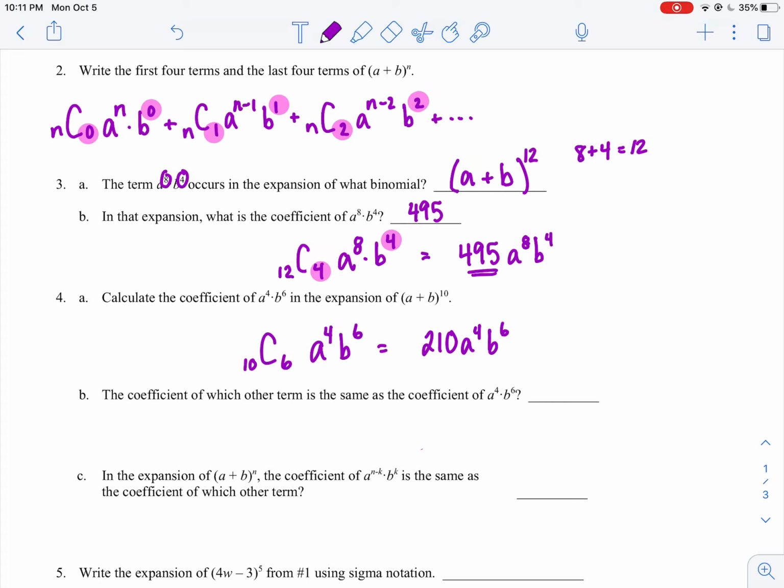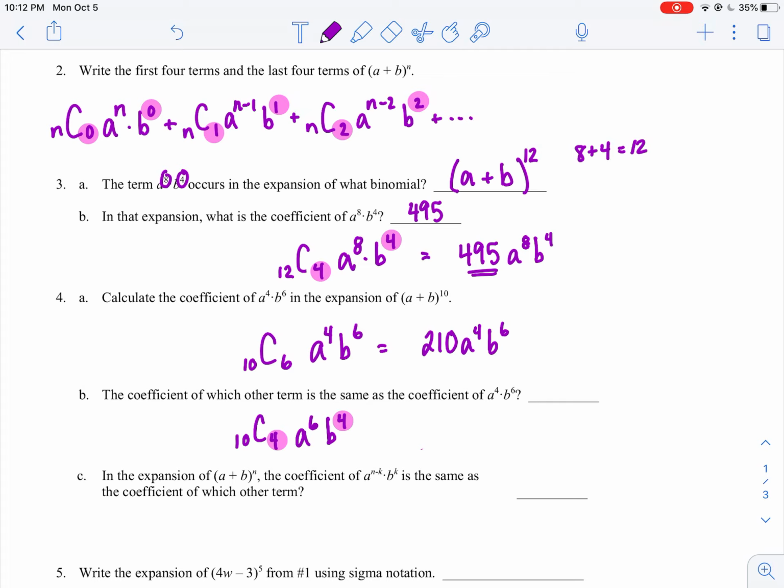So the coefficient of which other term is the same? Well, it would be 10 choose 4. Well, what do you notice about the 4? The 4 actually matches, right? So then if we had a to the 6th and b to the 4th, right? That would be the other term that would match that. And so it actually turns out that you can use either the 4 or the 6 here, and you'd get the same answer because of the symmetry, okay?